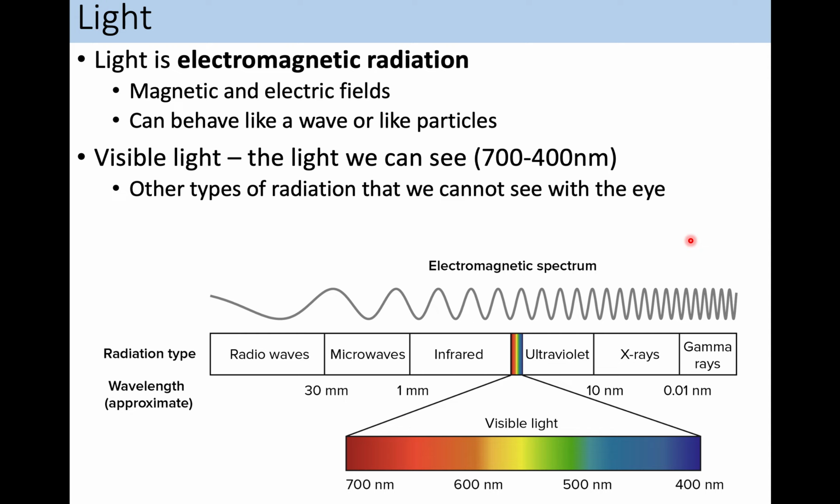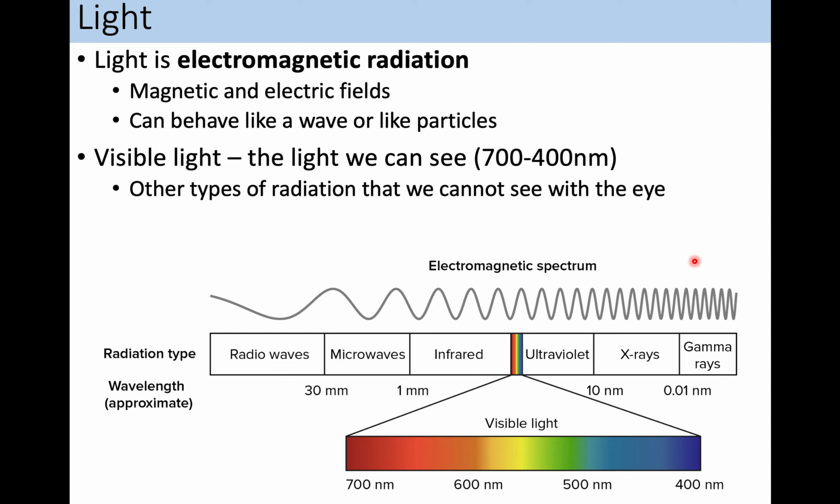So this electromagnetic radiation has the magnetic and electric fields. It can behave either like a wave or like particles. So visible light, the light that humans can see with our eyes, is any light on the wavelength of between 700 and 400 nanometers. So if we're looking at this wave here of varying wavelengths, the visible light falls right here on this scale between 400 nanometers and 700 nanometers.